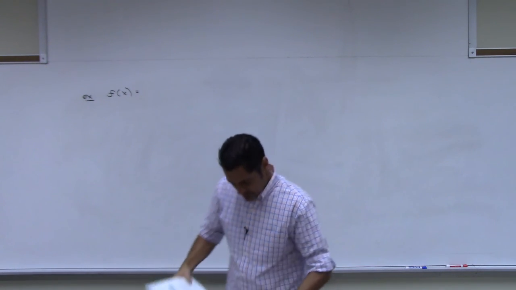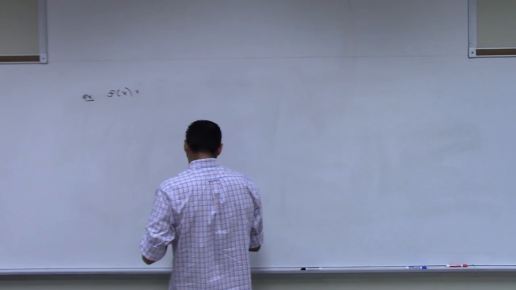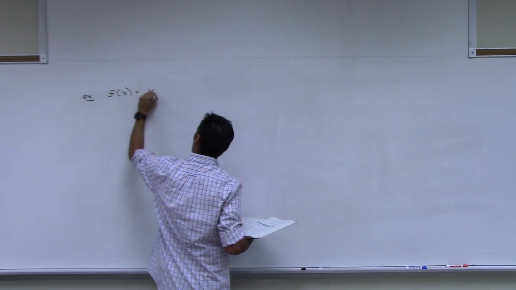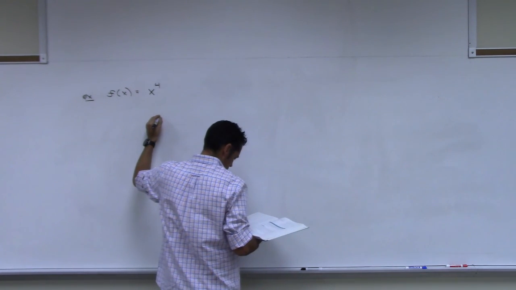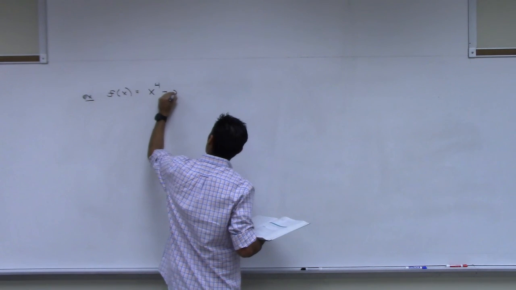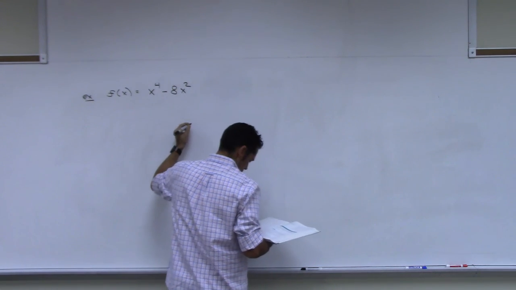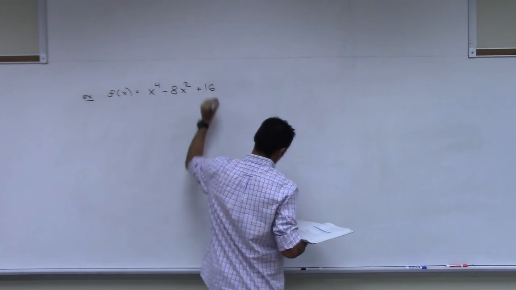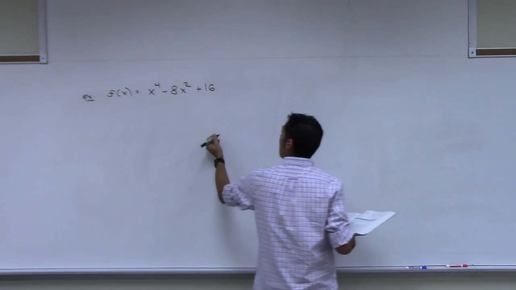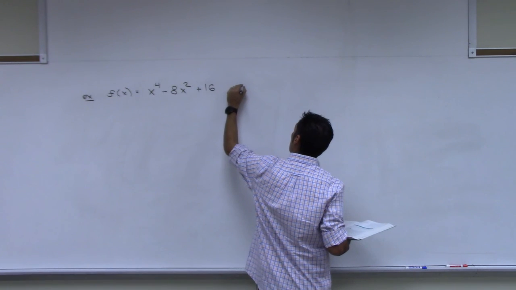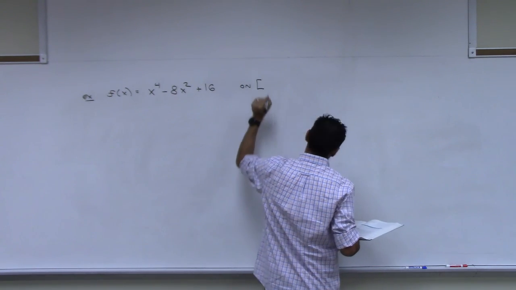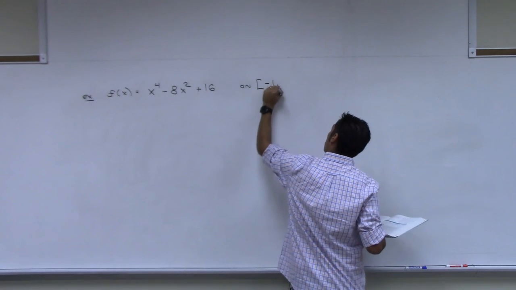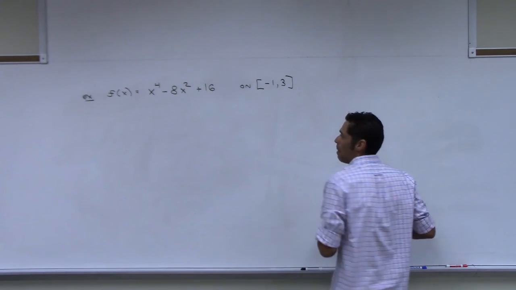All right, let's try this. Let's go. f of x is x to the 4th minus 8x squared plus 16. And I would like for us to find the absolute max and min on, let's start with negative 1, 3 first.